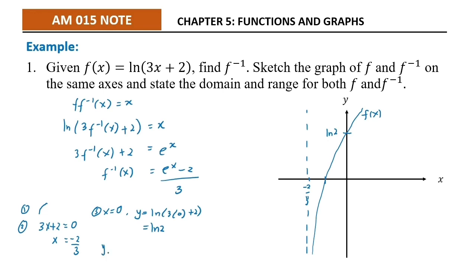The x-intercept is when y equals 0. ln(3x plus 2) equals 0, so 3x plus 2 equals e to the power of 0, which is 1. x equals 1 minus 2 over 3, which is negative 1 over 3. F inverse is the reflection of f(x) about y equals x. Here is the line y equals x.